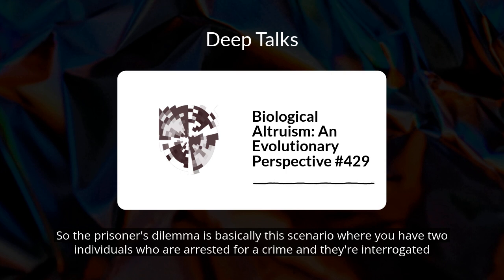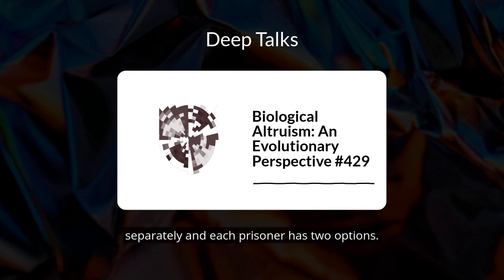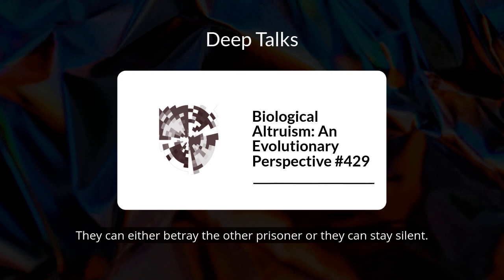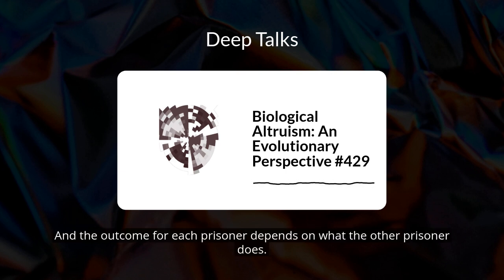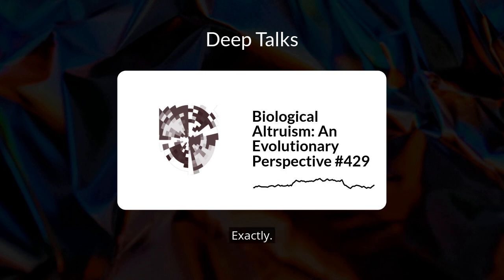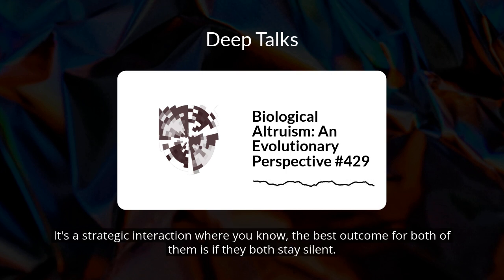So the prisoner's dilemma is basically this scenario, where you have two individuals who are arrested for a crime and they're interrogated separately. Each prisoner has two options. They can either betray the other prisoner, or they can stay silent. The outcome for each prisoner depends on what the other prisoner does. So it's a strategic interaction. Exactly. Where the best outcome for both of them is if they both stay silent.